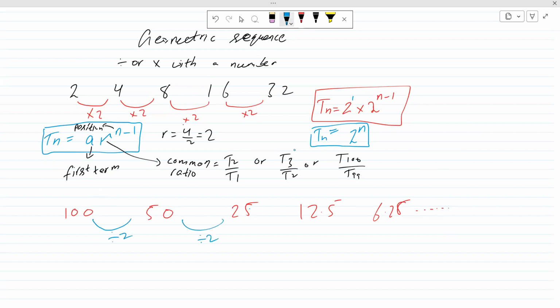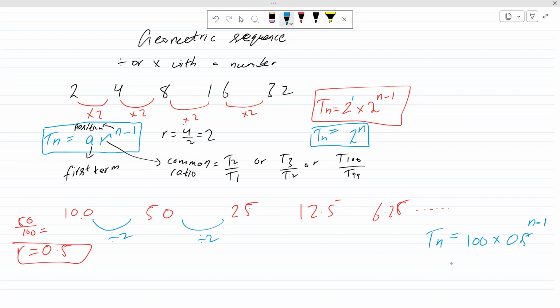So what will be R here? R is again, you can say T2 over T1 or T3 over T2. It's 0.5, okay? 50 over 100 is equal to 0.5. And A is 100. So what's our general formula? General formula is A, 100, times R, which is 0.5, raised to power n minus 1.